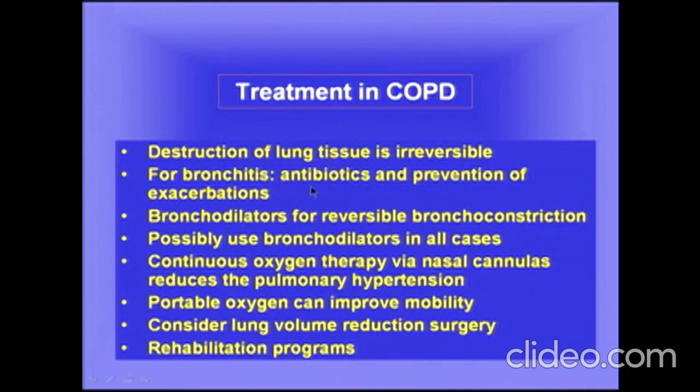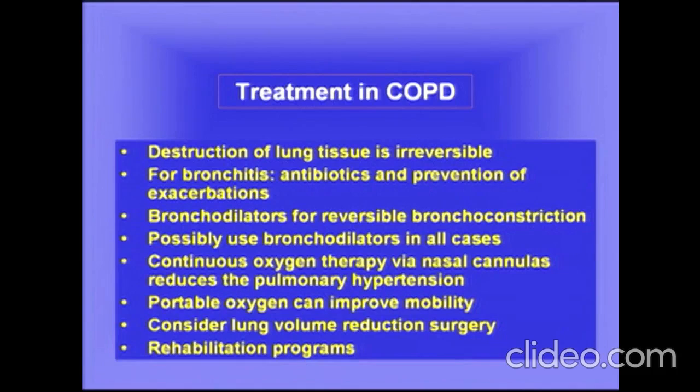For bronchitis, of course, you use antibiotics as much as you can, both to treat the bronchitis and particularly to prevent exacerbations. And some patients with chronic bronchitis have reversible bronchoconstriction. And of course, their bronchodilators will be used. In fact, some physicians now routinely use bronchodilators in all cases of chronic bronchitis, in all cases of COPD, because there may be some reversible bronchoconstriction, and you're not going to do any harm by giving bronchodilators.